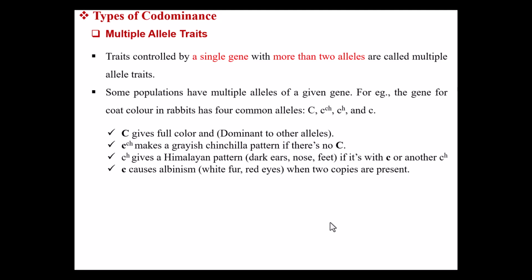Capital C is dominant over all other alleles, which means capital C is dominant over chinchilla, dominant over Himalayan, and dominant over lowercase c. As well, chinchilla is dominant over Himalayan and over lowercase c, and also Himalayan is dominant over lowercase c, which means one after another.